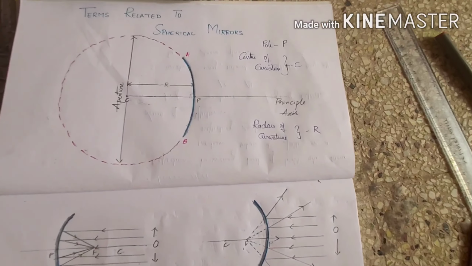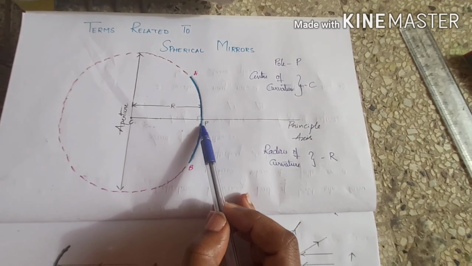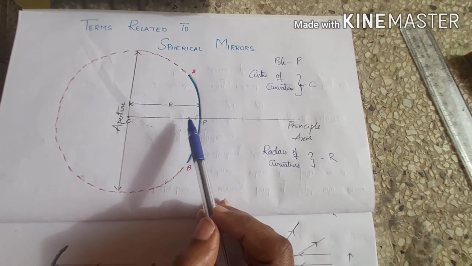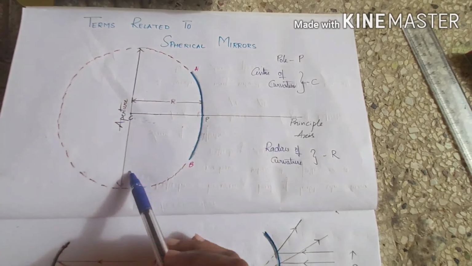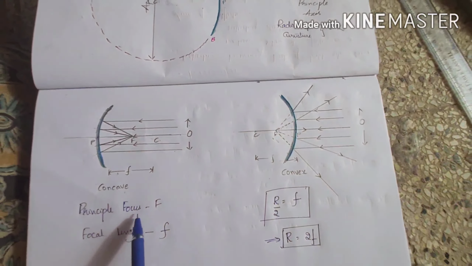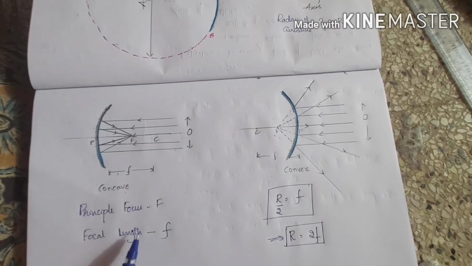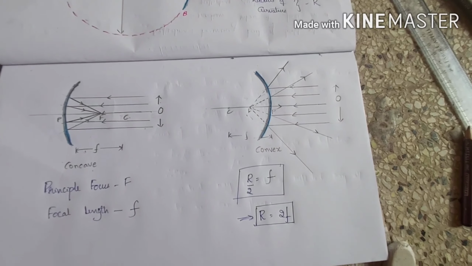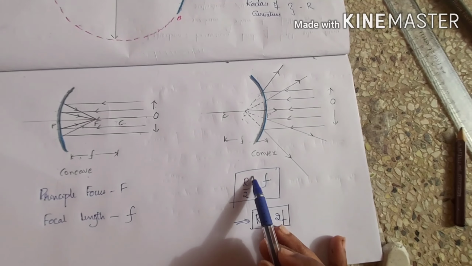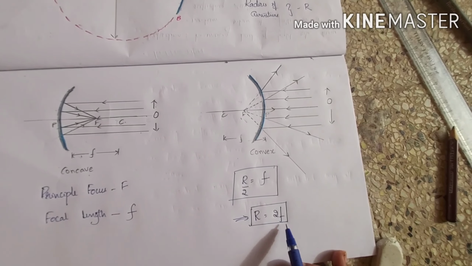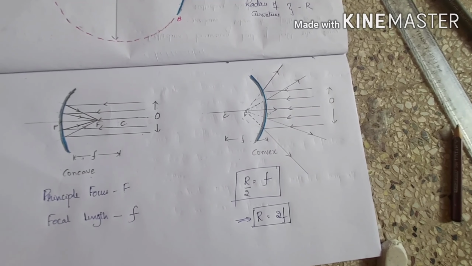So these are the terms we have learnt here: pole, center of curvature, radius of curvature, aperture, principal axis, principal focus or focal point, and focal length f. And the relation between the radius and the focal length is R equals 2f. Thank you.